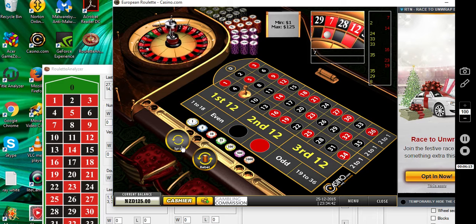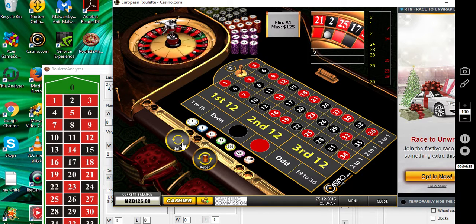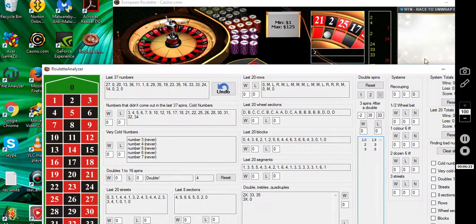7 red. 4 black. 2 black. Right. Okay. So the last number out we had 0.